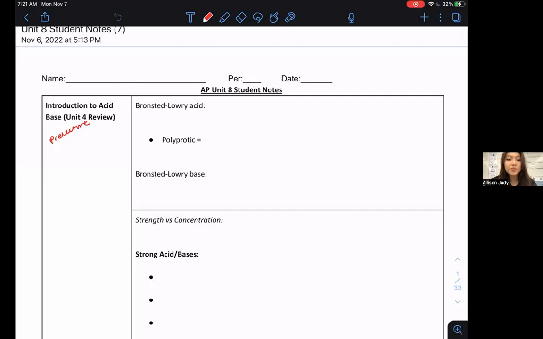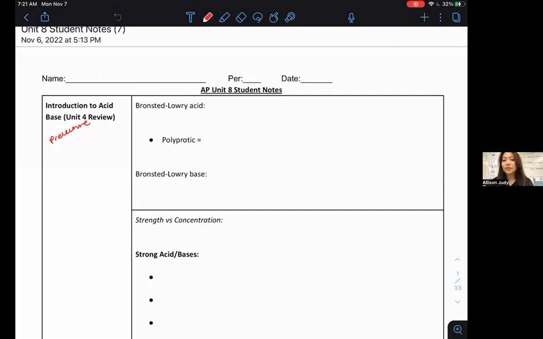We're just going to do a little bit of review on acid and base introduced in Unit 4. And then I'm also going to add some additional information as we look into really digging into acid-base calculations and, of course, particulate level understanding.